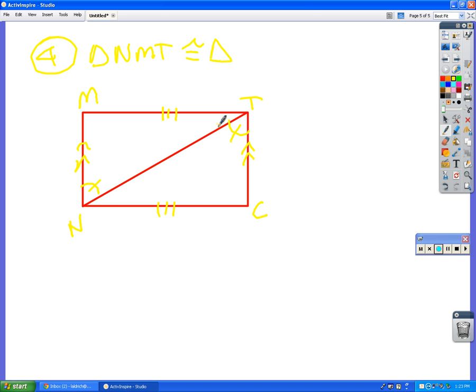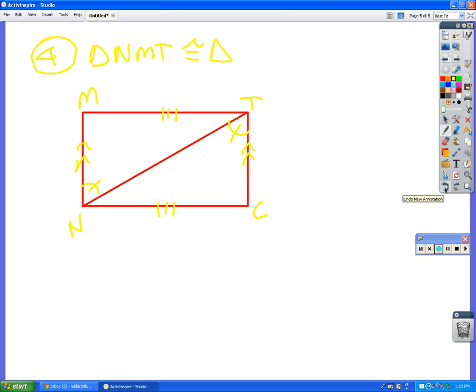Okay? Because for all we know, this side could be tweaked out way that direction, and then those two definitely would not be the same. Okay? So it has to be the one that's touching the parallel lines.